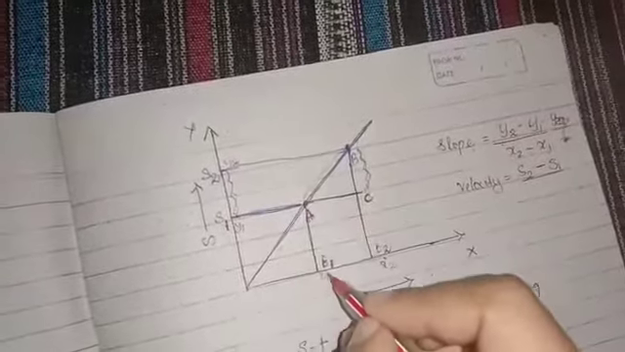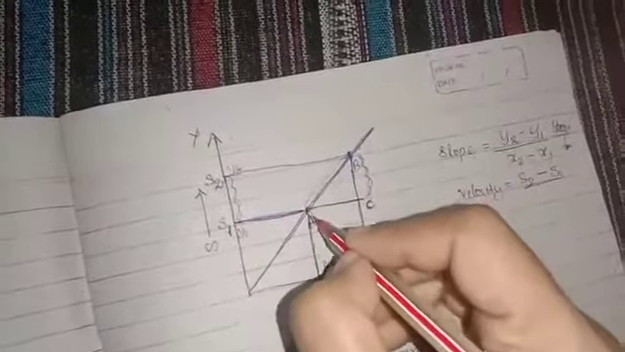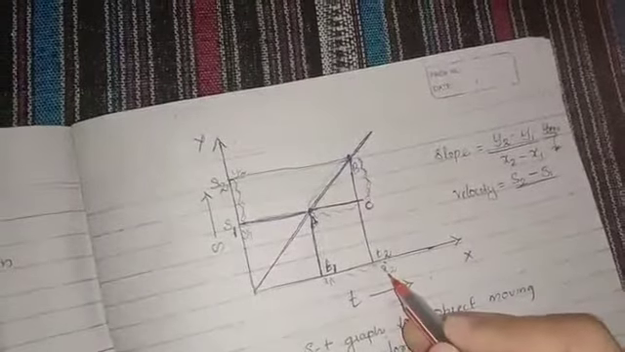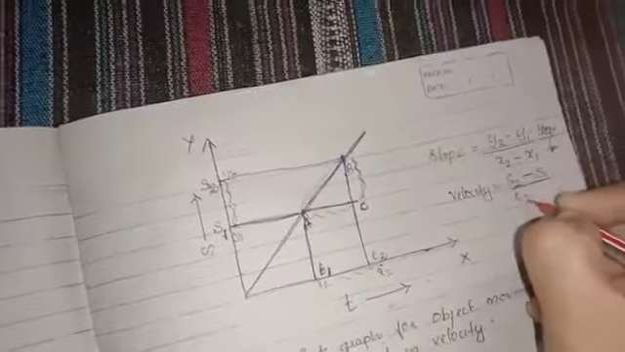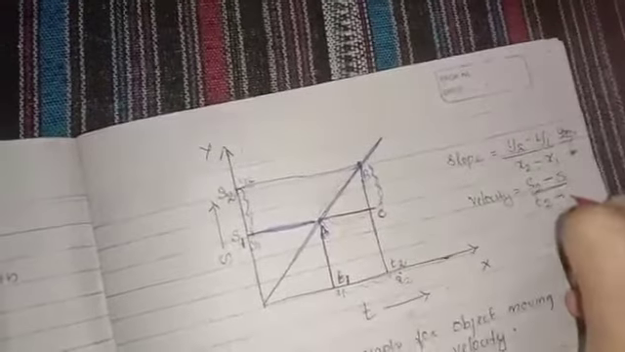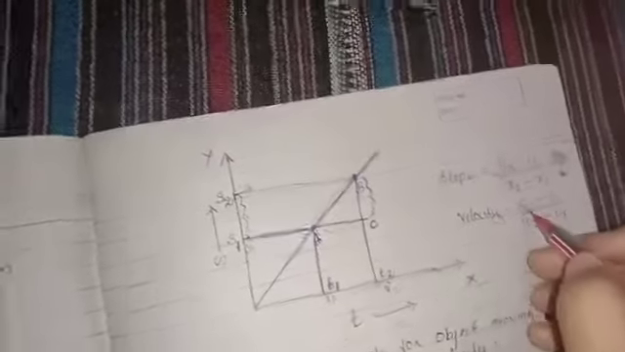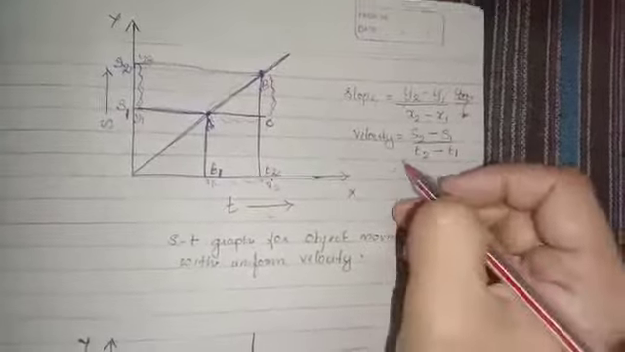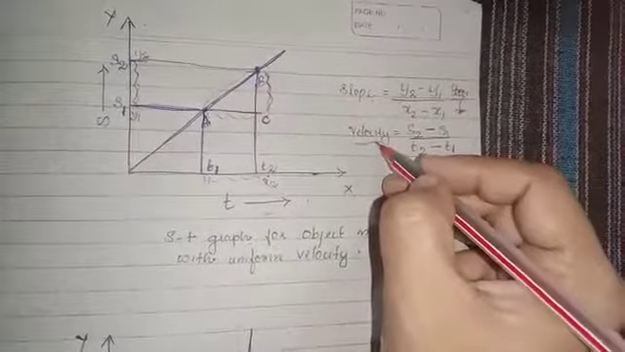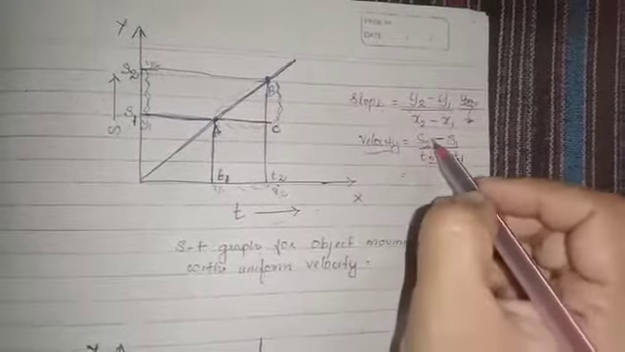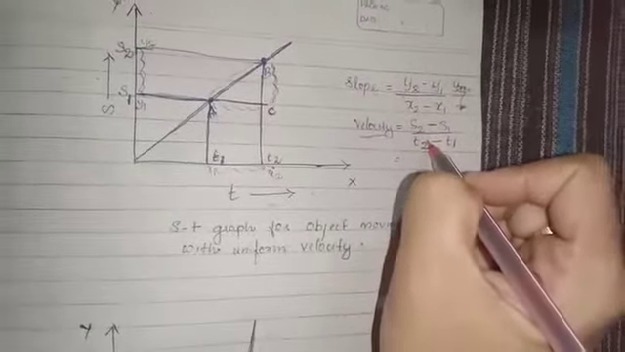So whatever this distance is, it will be equal to this distance. Here x2 is t2 and x1 is t1. So if you know the position of the object and the time of that position, then we can find the velocity from the graph. That means if you find the slope of the graph, we can find the velocity of an object.